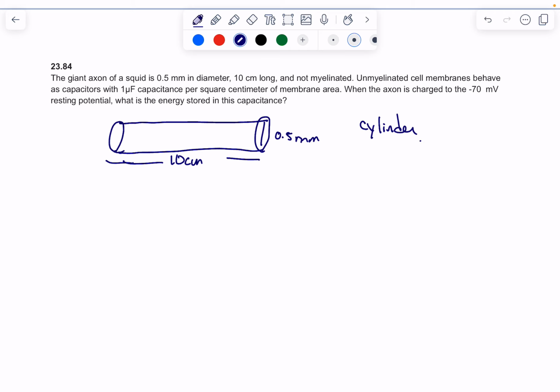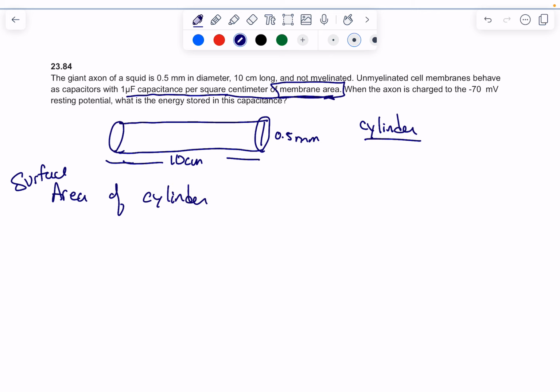This is where I made the mistakes. I didn't think of it as a cylinder. But what we want to do is, we know the capacitance is this many of the membrane area. And when they say the area, it's the membrane. It is the surface area of the cylinder. So let me back up.